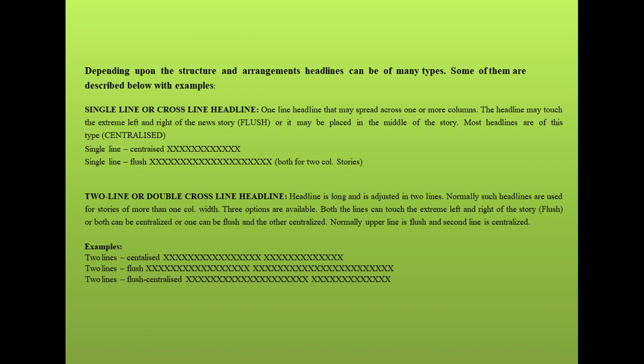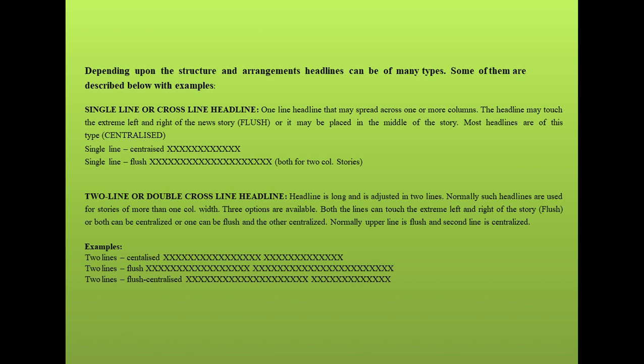When you take a look on the appearance of it, you can see, as it is mentioned, single line. It is like a centralized one which is in the center of the column. We can have a single line like flush left, which is on the left side of the column, or it can be on the right side of the column. Now let's understand the second one. Two line or double cross line headline.